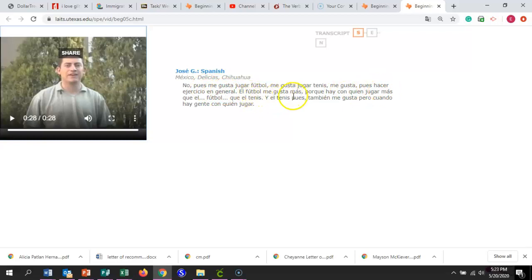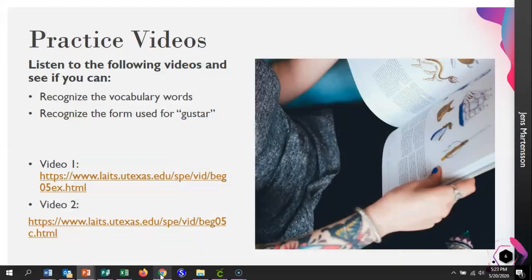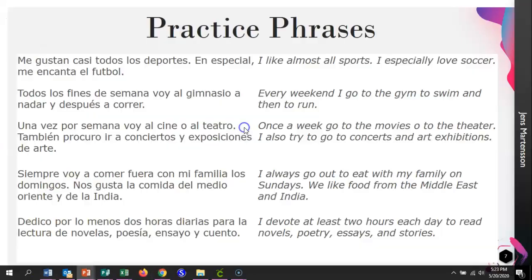El fútbol me gusta más. I like football more porque hay con quien jugar. Because there's other people to play. Well, it doesn't say people, but it says because there's others to play with. More in football than there is in tennis. And then it says in tennis, I also like, but when there's a lot more people. Okay, so those are your videos. Make sure you take the time to actually review the form of gustar on there.